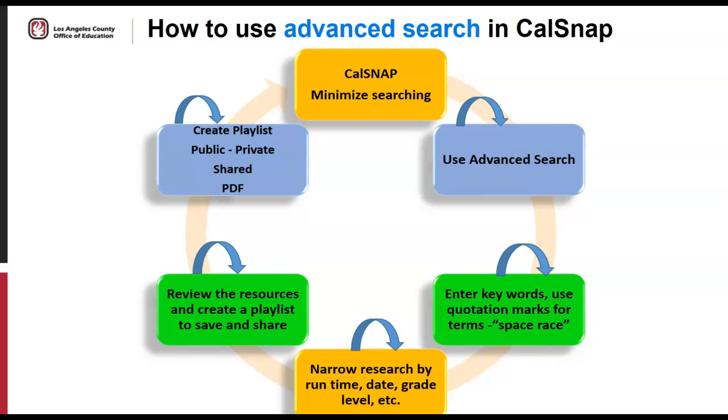Let's look at our learning wheel. To use advanced search, you're going to enter keywords, and use quotation marks for terms, such as "space race." You're going to narrow down your search by using runtime, date, grade level, and other search terms. When you have finished and are looking at your results, you're going to review the results and create a playlist to save and share. Playlists can be public or private, and we're going to look at how to create a PDF to share with students or colleagues.